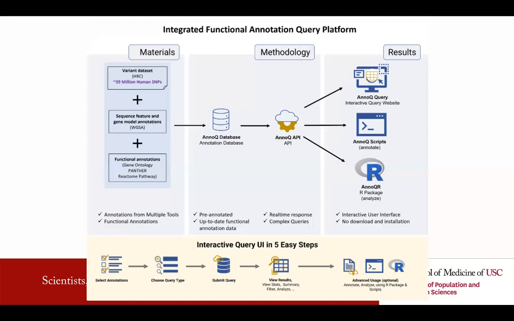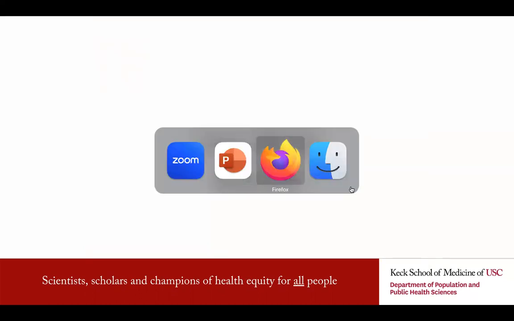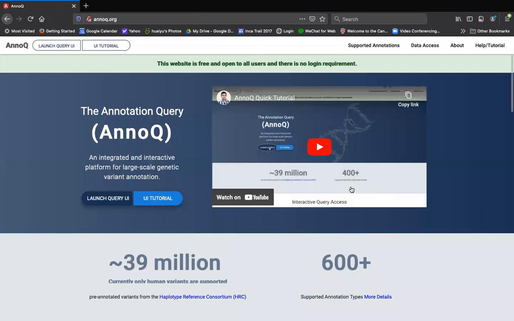Okay. That's pretty much an overview. I'm now going to show you how to use this. The URL is AnnoQ.org. So this is the homepage, and no login is needed, it's free to use.